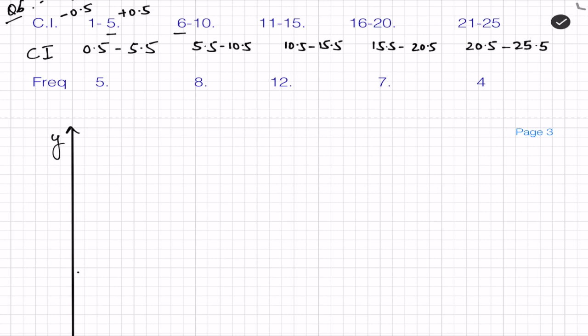For drawing a frequency polygon and a histogram, you need to remember that your series should be a continuous series. Okay, then only we can attach the bars with each other. So 0.5 to 5.5, 5.5 to 10.5 and so on. Now we can see the upper limit of the first is the same as the lower limit of the second class interval. So now we will plot these class intervals on the graph paper.